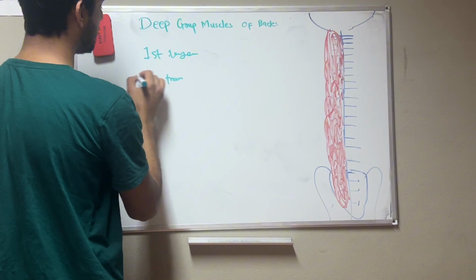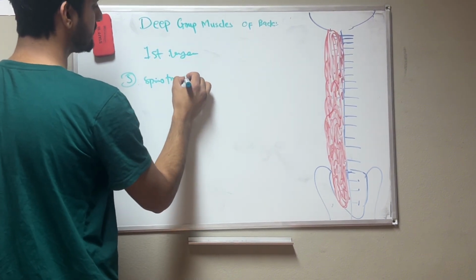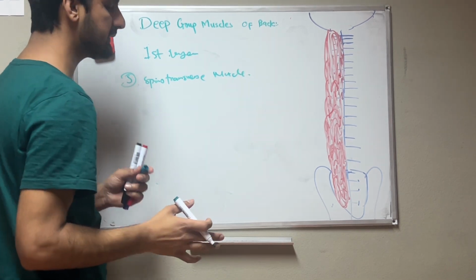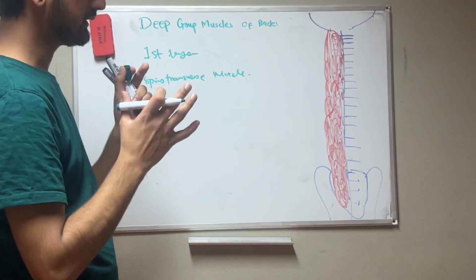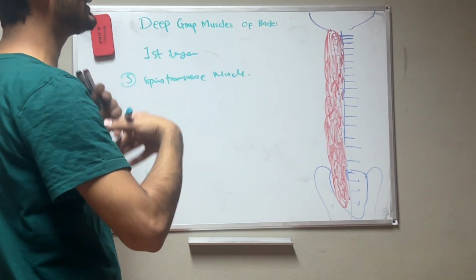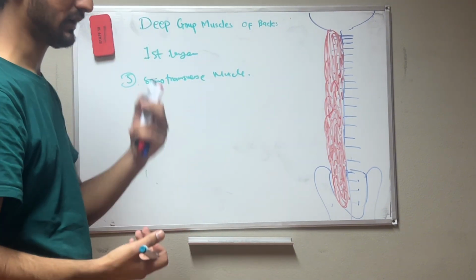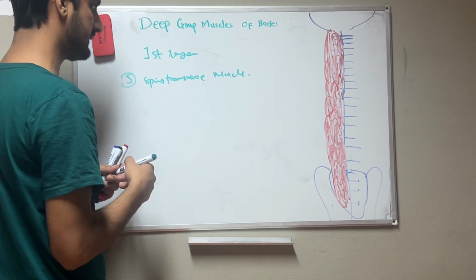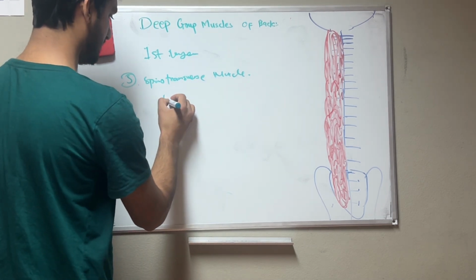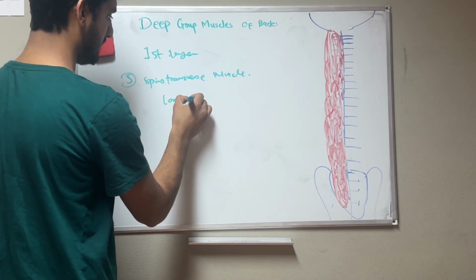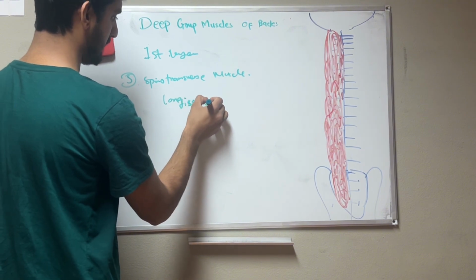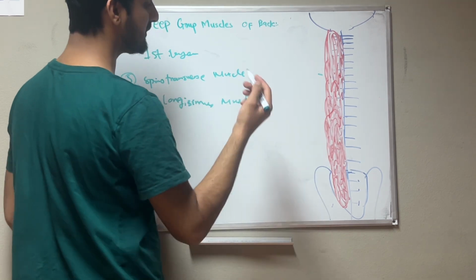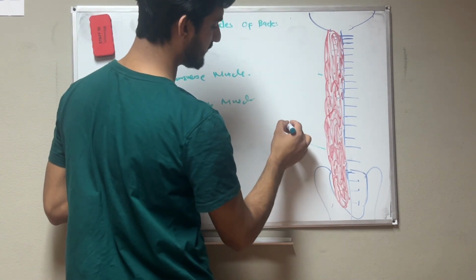The fifth one is the spinotransverse system. Spinotransverse muscles are those originating from the spine process of the lower vertebra and inserted into the transverse process of the upper vertebra, the above vertebra. In the spinotransverse system, the first muscle is the longissimus muscle. The longissimus muscle has three parts. This part is thoracis.